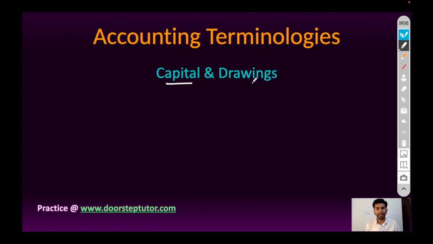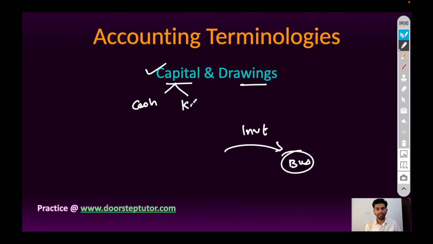Next is capital and drawings. When money is invested into the business, it is called capital. It can be in the form of cash or kind. For example, 5 lakh rupees invested into the business is called capital in cash, and when a personal laptop is brought into the business, it is called capital in kind.